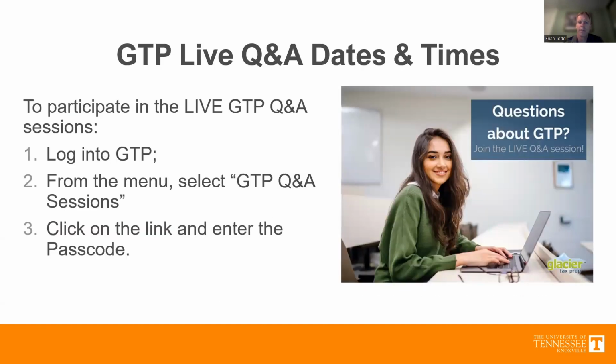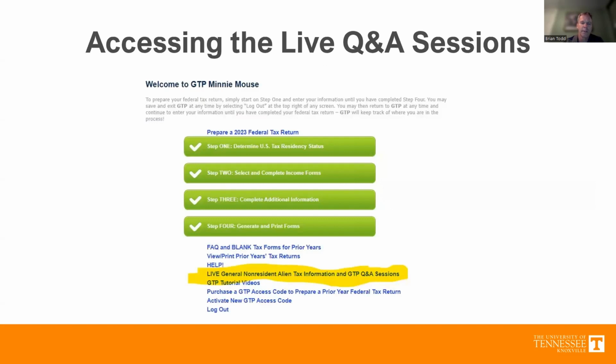In addition, GTP, Glacier Tax Prep, provides some information. There are live question and answer sessions with a tax professional. So let's move on. We'll share some of that information. You have to actually go into your Glacier account. I think you have to go into Glacier Tax Prep itself and click through some of the sections there before you finally get to this page where you can select live general non-resident alien tax information and the videos.